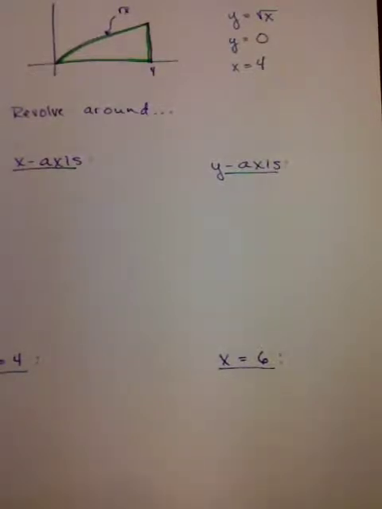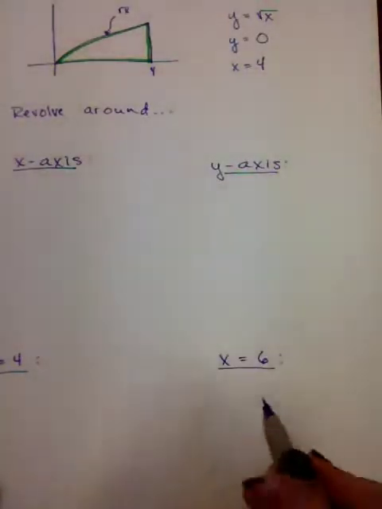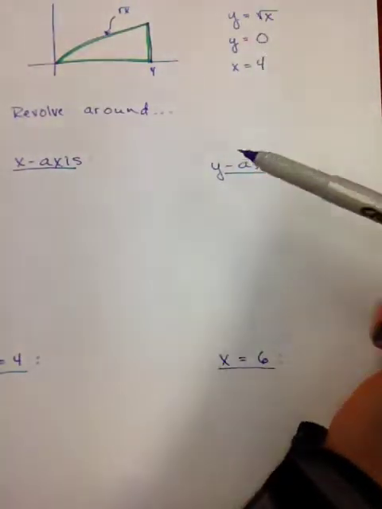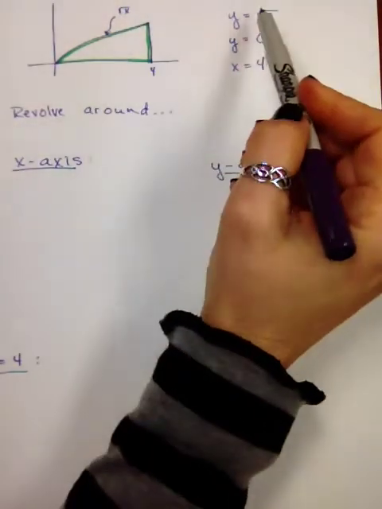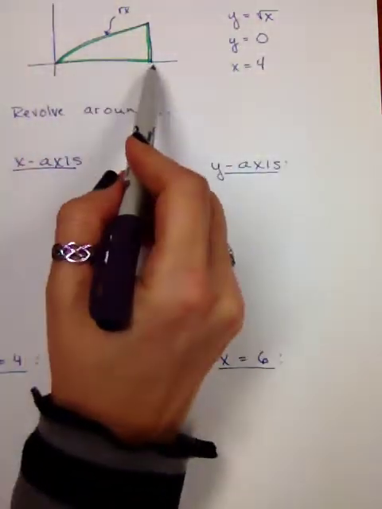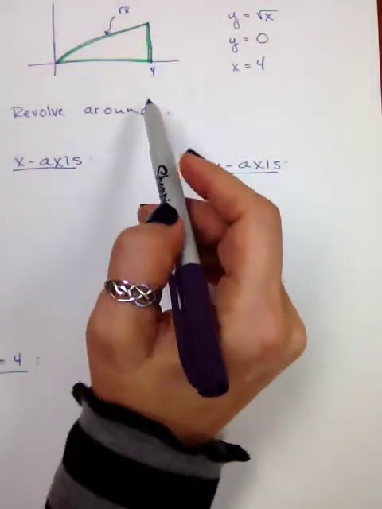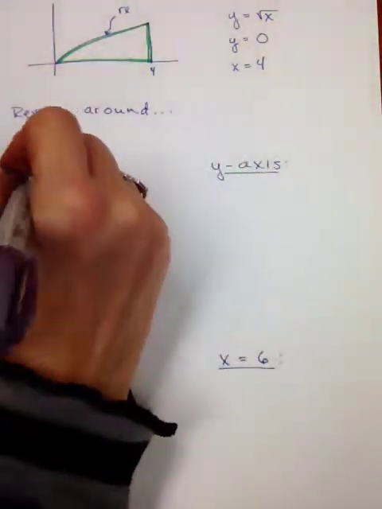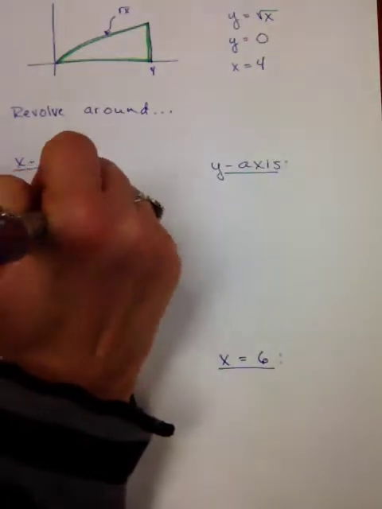For this video, we're finding volumes of solids of revolution. So we have 4 problems here, and I'm going to revolve the same shape around 4 different lines. The shape is bound by y equals the square root of x, y equals 0, and x equals 4. For the first one, we're going to revolve it about the x-axis.